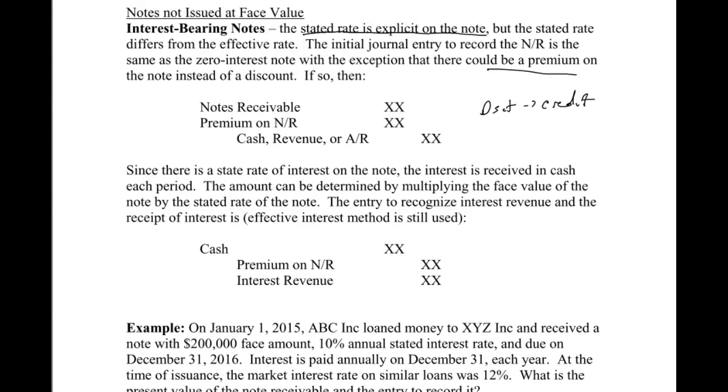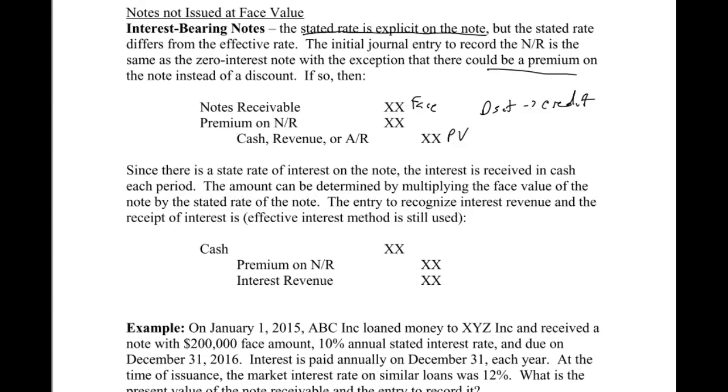A couple things to keep in mind: the note receivable, once again, is the face value of the note, and the cash is going to be the present value of the note. So this is the face, and this is the present value, and we'll do an example where we calculate the present value at the bottom of the page here. That is exactly what we did on the zero interest bearing notes in the previous video.